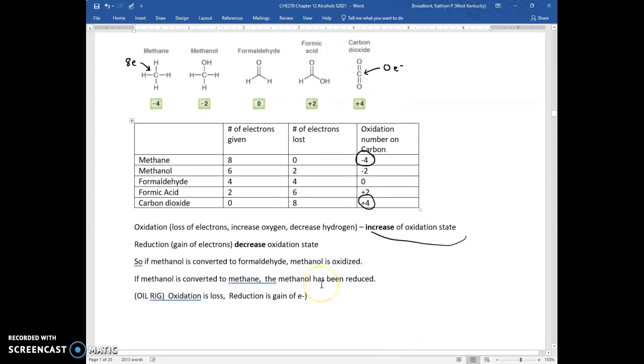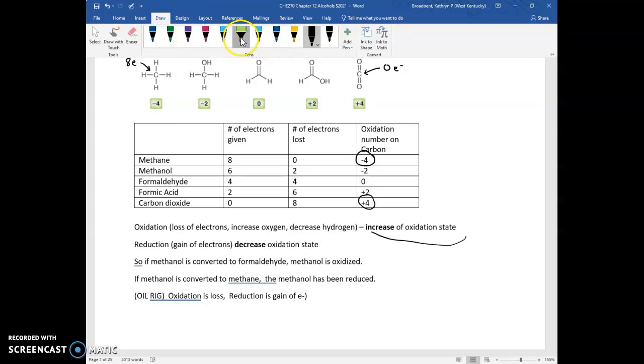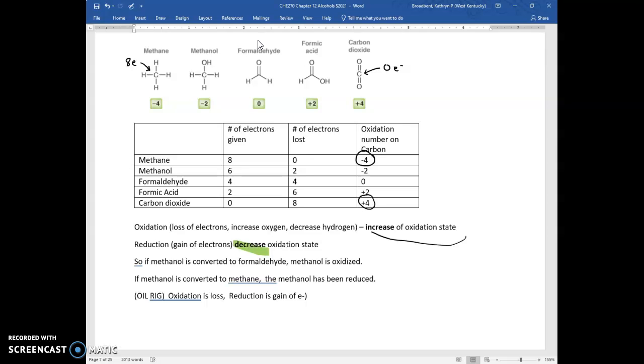Reduction is the gain of electrons, and it causes a decrease in the oxidation state. So if you have methanol and it's converted to formaldehyde, so we're up here at methanol, and we convert it to formaldehyde, we're going from -2 to 0. The methanol is oxidized because we've increased oxidation state.